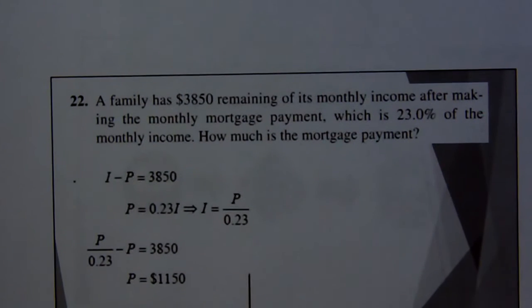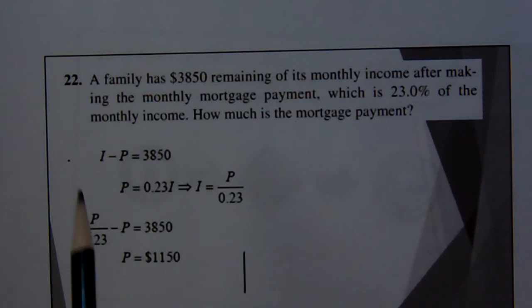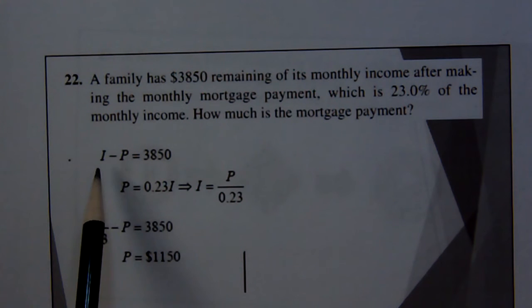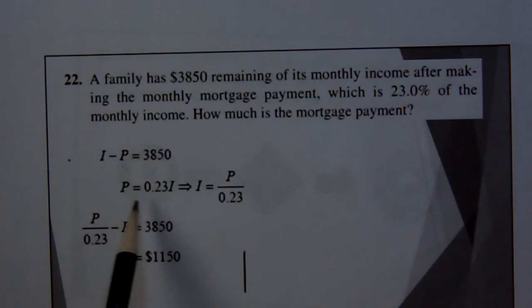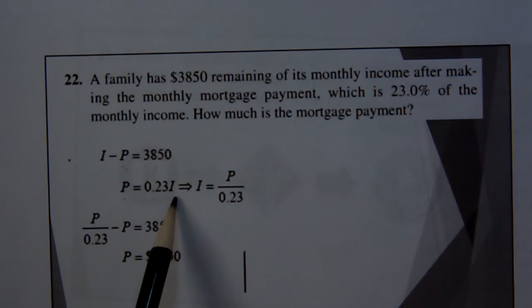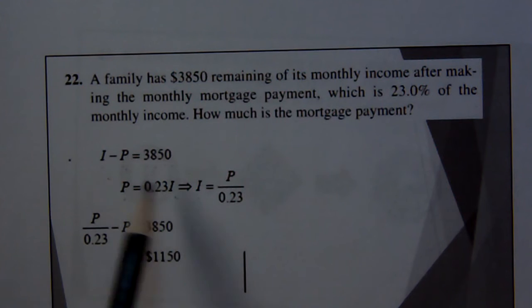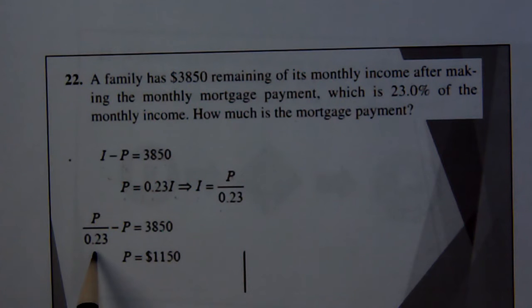Let's talk about the problem to be solved then. So after making their mortgage payment, if you take their income minus that, that is the $3,850. Another piece of information that we have is that their payment was 23% of their income. So that means that I in this equation is P over 0.23. So we can put P over 0.23 minus P, we're just substituting in that equation, is 3850. If we solve for P, we get P is 1150.